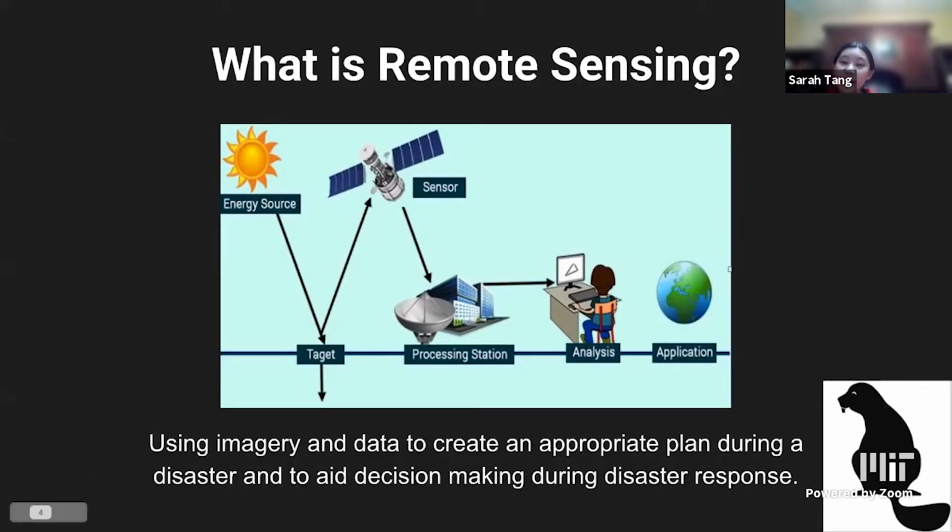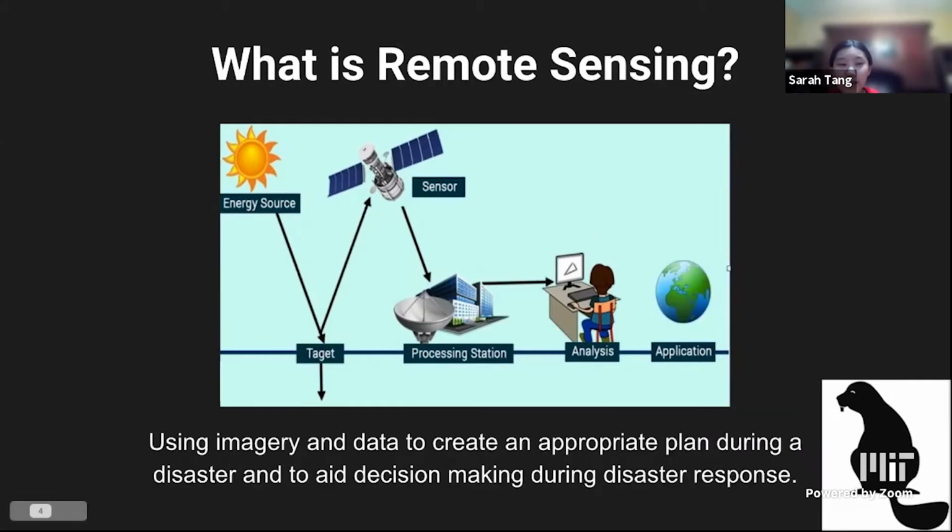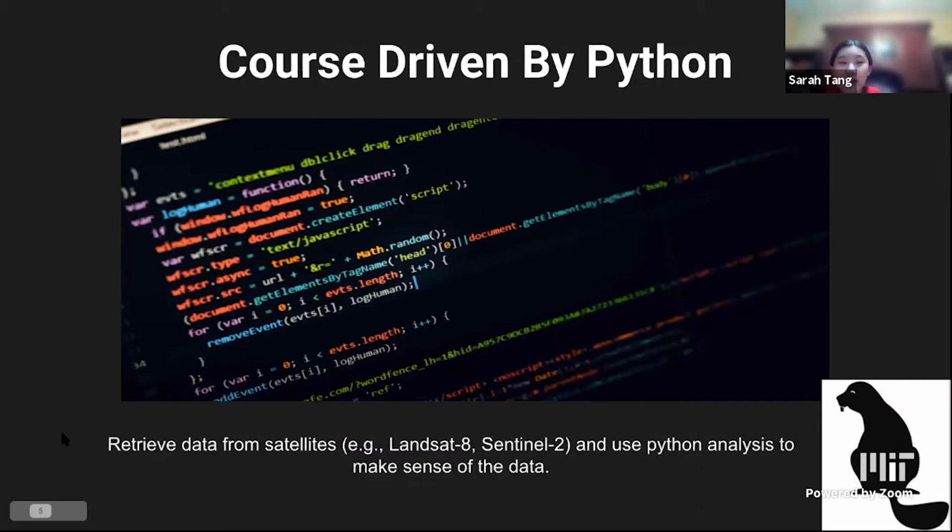So in class this month, we always ask a question, what is remote sensing? Well, remote sensing is using imagery and data to create an appropriate plan during a disaster and to aid decision-making during disaster response. This course was driven by Python. We retrieved data from satellites. Some of the satellites we used are Landsat-A and Sentinel-2, and we use Python analysis to make sense of the data.